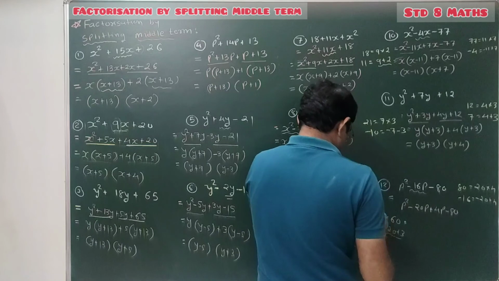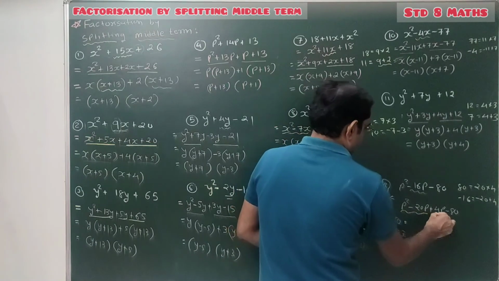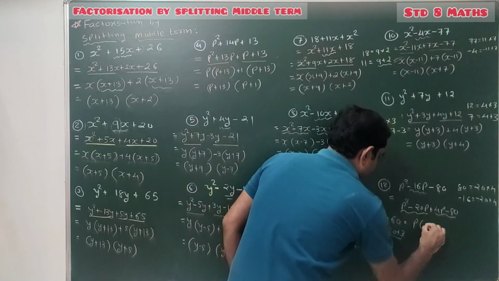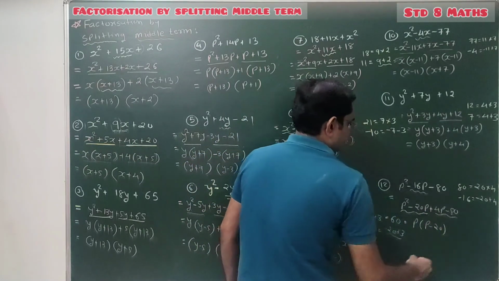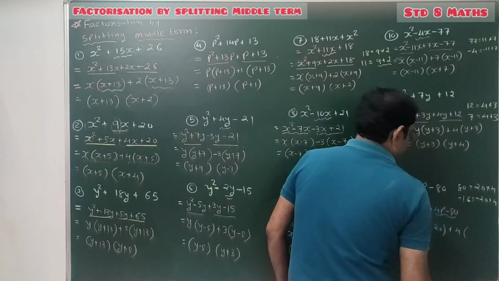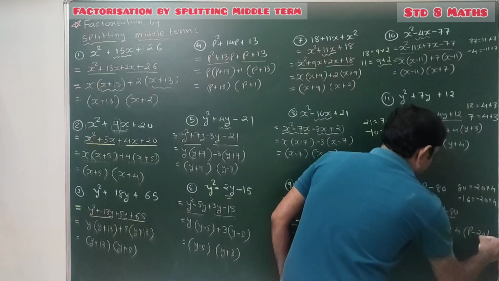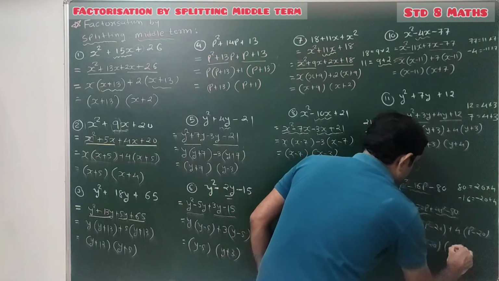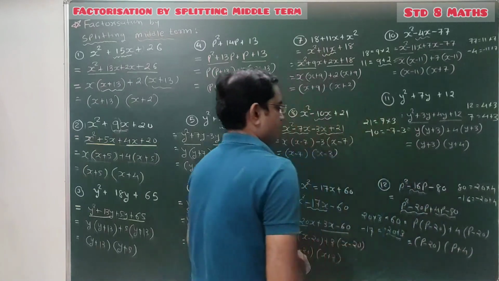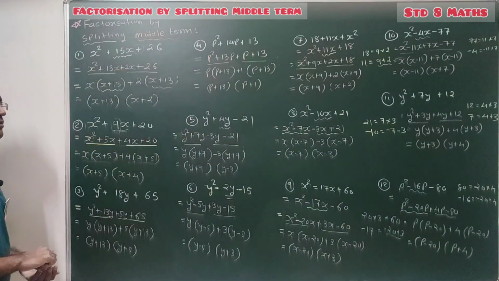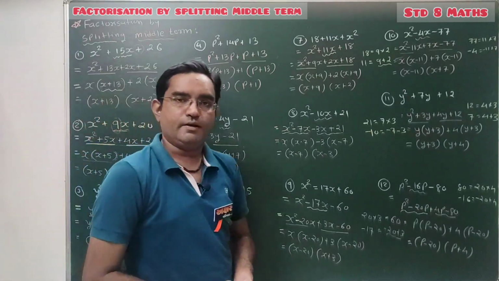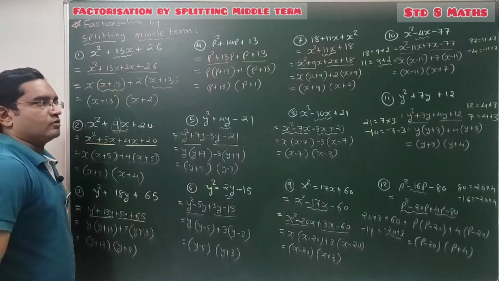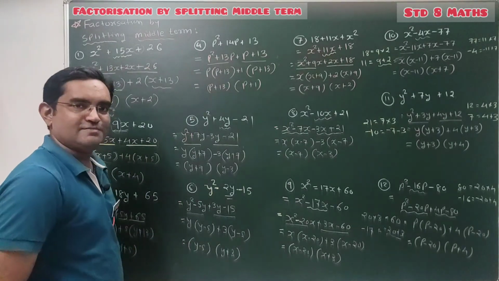Here, first group and last group. From the first group we can take p as common, so it's p minus 20. From the last two terms we can take 4 as common, so it's p minus 20. So this is equal to p minus 20 common, times p plus 4. Done. So this is how you can perform factorization by splitting the middle term. Do more and more practice and try to solve more sums. Clear, students? Pause the video and note it down.